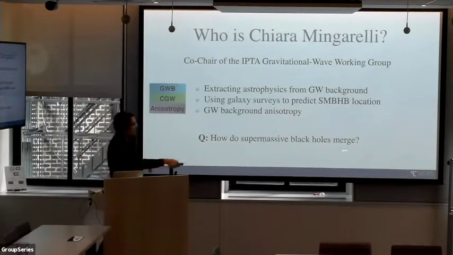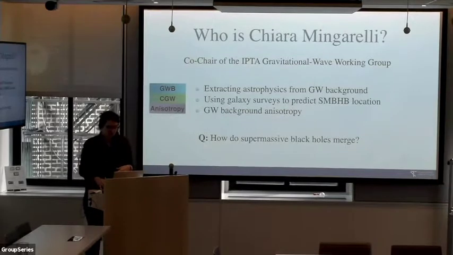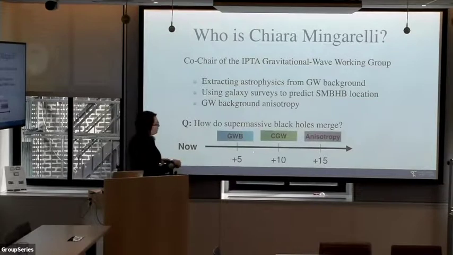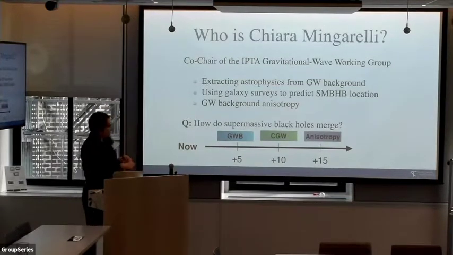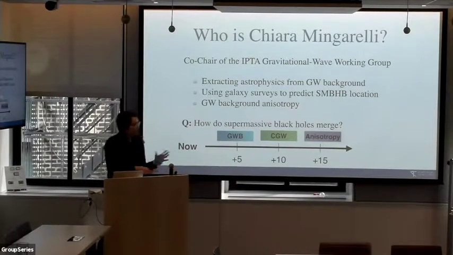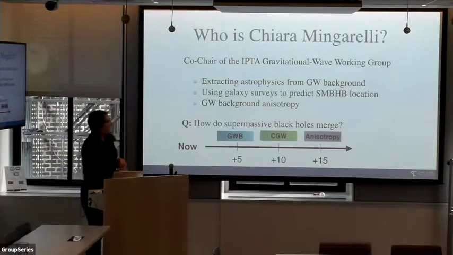But the one main question that I'm trying to address is, how do supermassive black holes merge? So we believe that the gravitational wave background will be detected in about 5 years from now, and so the work that I've done into extracting astrophysics will be really important in the interpretation of this detection. For continuous waves, this is around 5 years after the detection of the background, so I've done really important work here. And anisotropy comes at around the same time as LISA. LISA is going to be a gravitational wave detector in space.